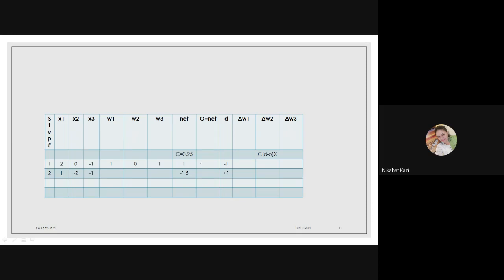Net I have written here. Now just complete this table for me. This is net, so O is net. What is delta W? Delta W is C times D minus O times X. C is given to be 0.25. D is there with you, O is there with you. Can you tell me the delta W values? Who is going to answer this?